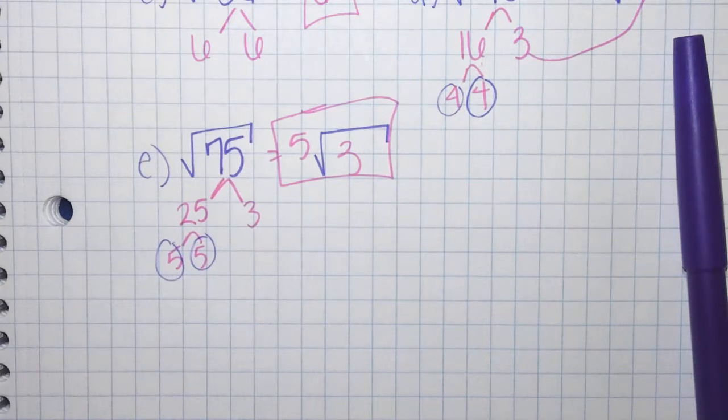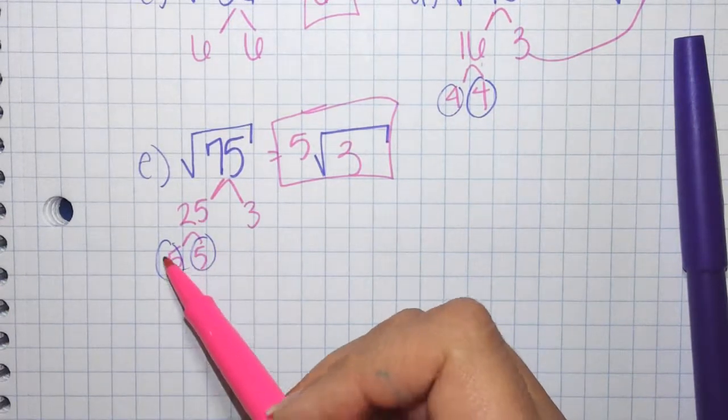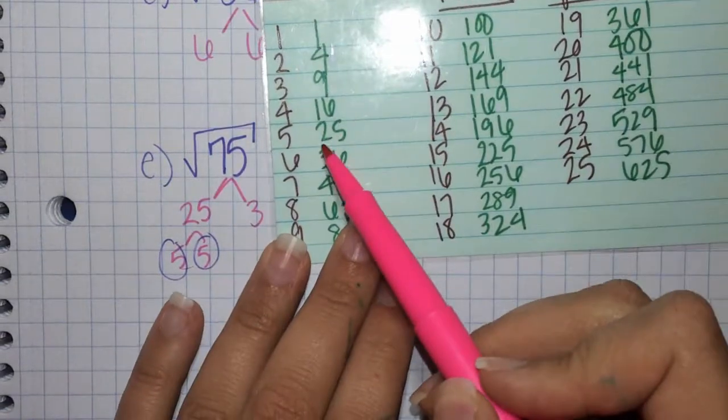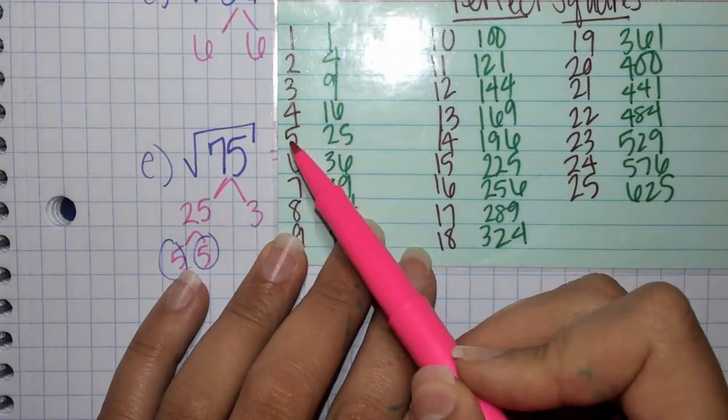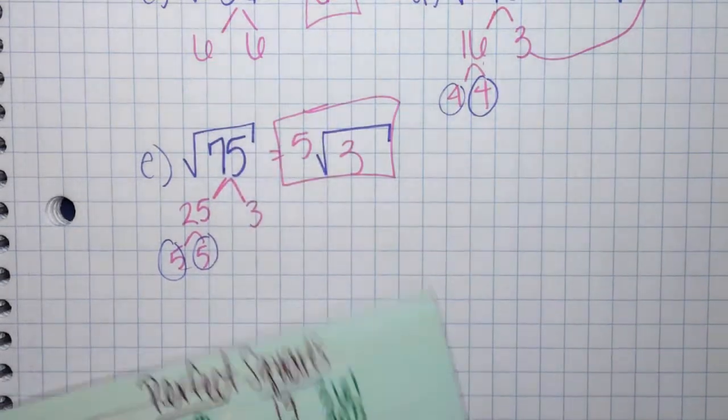Right. Now, does everybody see where 5 comes from? It's because the square root of 25 is 5. That's where it comes from. Can you try one without me?